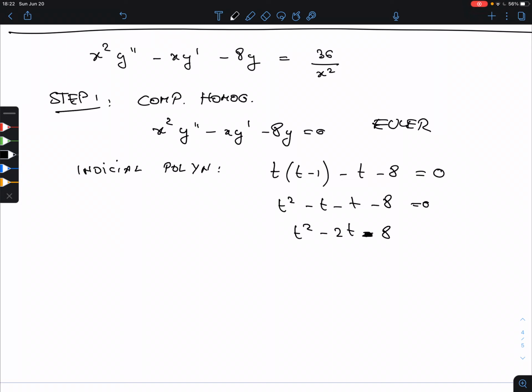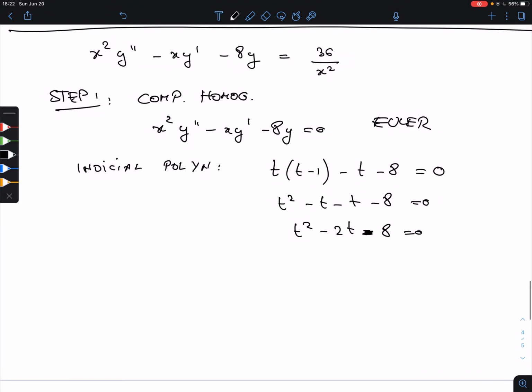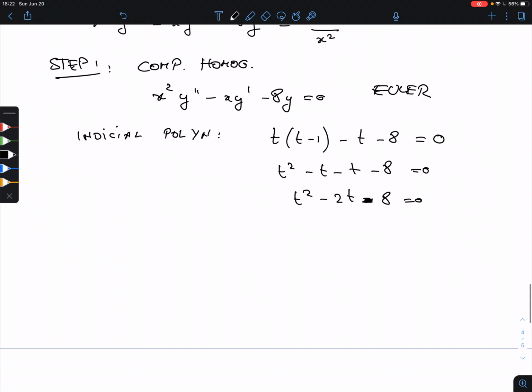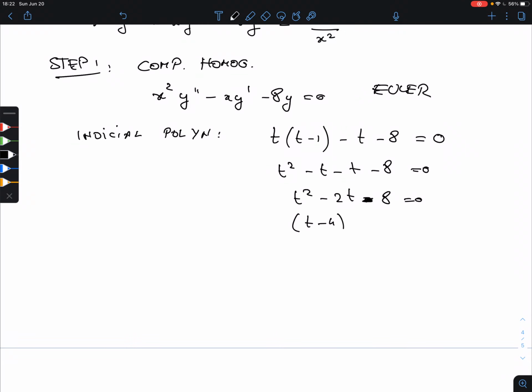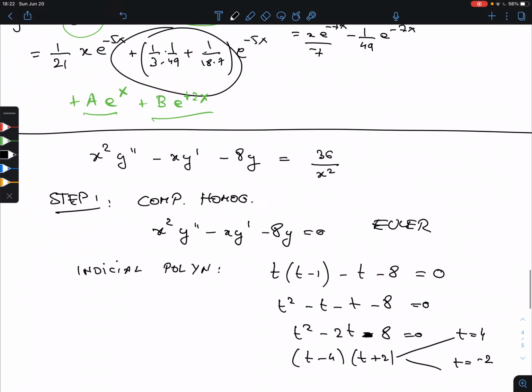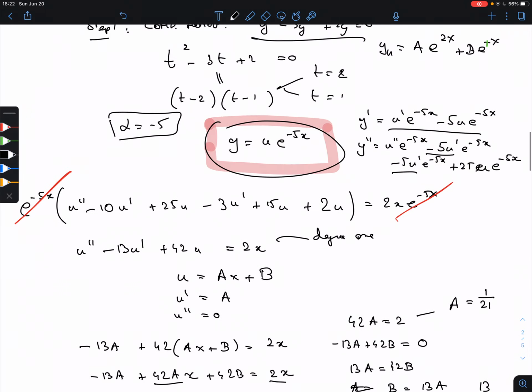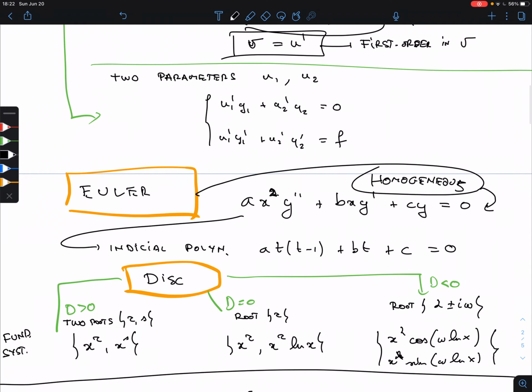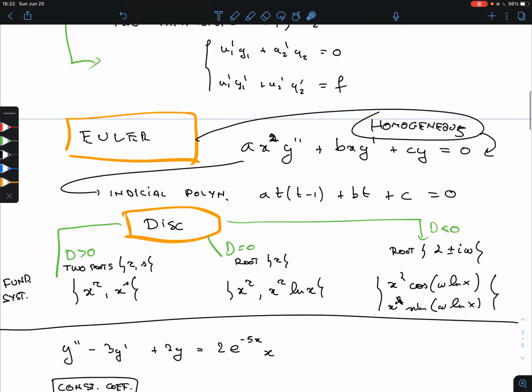Sorry, now I want to make sure that I copied this one right. Oh yeah, right. So this factors as t minus 4 times t plus 2, right? Yes, okay. So we get two roots. t is 4 and t is negative 2. So what does this mean? It's an Euler with two different roots. It's the simplest, the not tricky part, if you want. So we are in this part here. It's two powers here.